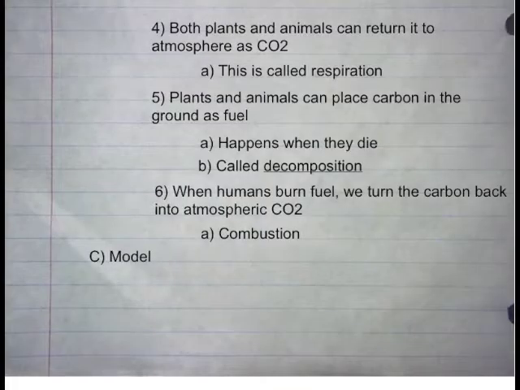When humans burn fuel, we turn the carbon back into atmospheric CO2, called combustion.